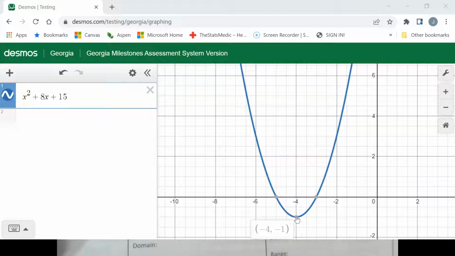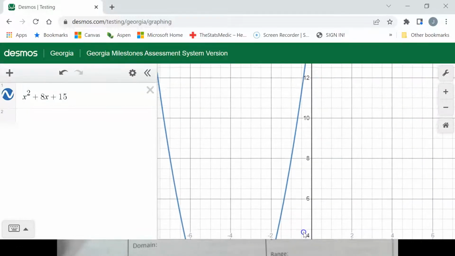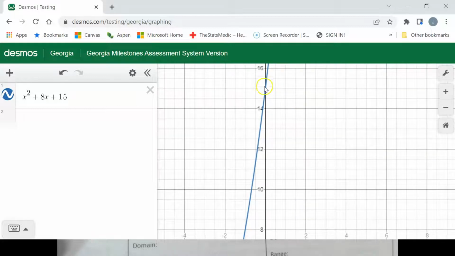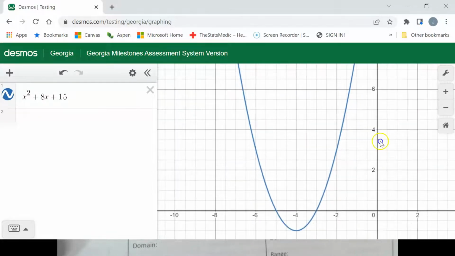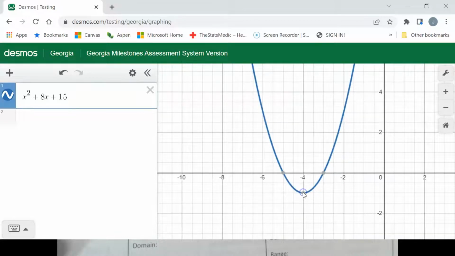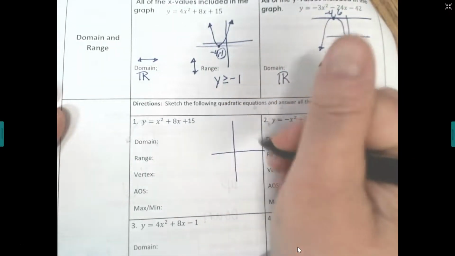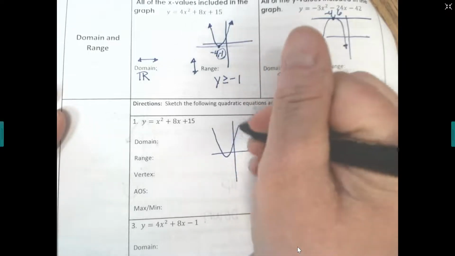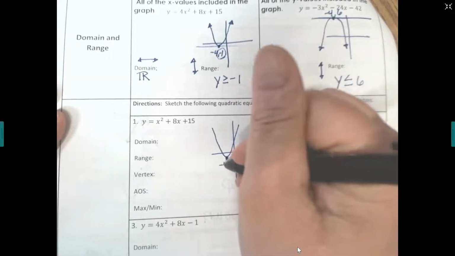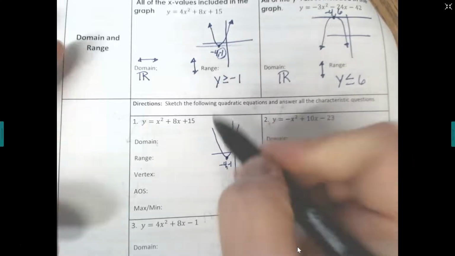The most important parts of the graphs in general are your vertex, your x-intercepts, and your y-intercept, which we can't see here. We would have to keep scrolling. There's the y-intercept. It's up out of our range. All right, but what we're focusing on is we want to sketch this, and it has a vertex at -4, -1. That's where the graph turns around. So I'm going to sketch this. -4, -1. That's mainly what I'm concerned about right now.